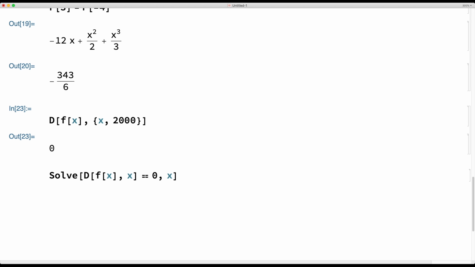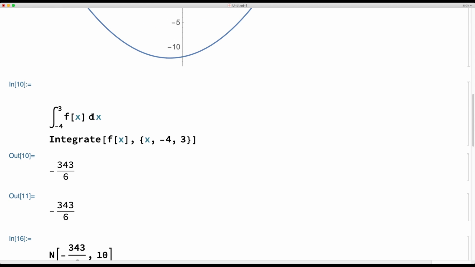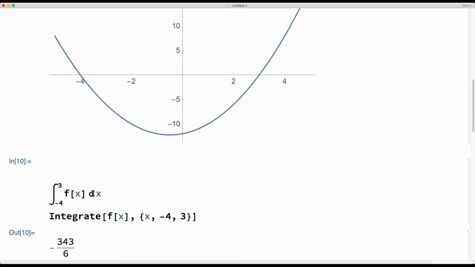Okay, negative a half. Now we have confirmation of that, right? Now, here's another way to see why it's negative a half. What were the roots? Negative 4 and 3.